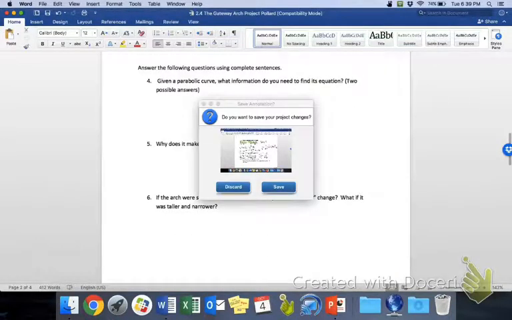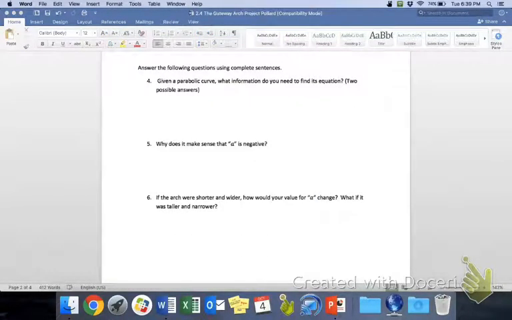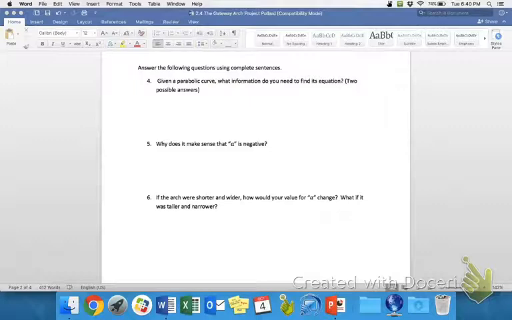Okay, a couple of questions that we need to answer about the arch. Number 4, given a parabolic curve, what information do you need to find its equation? So this is going to have 2 possible answers. So think about what points you need for vertex form and what points you need if you were going to use intercept form.